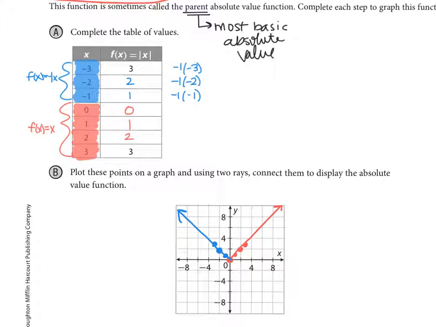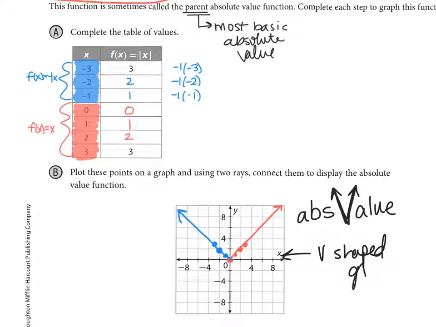So what you may recognize now is that right now the absolute value function looks like a V. All right, notice that that looks like just a big V. All right, so our parent absolute value function, I would maybe make a note to yourself that absolute value looks like a V. We're going to have different shaped functions as we go throughout algebra. So absolute value has a V-shaped graph.